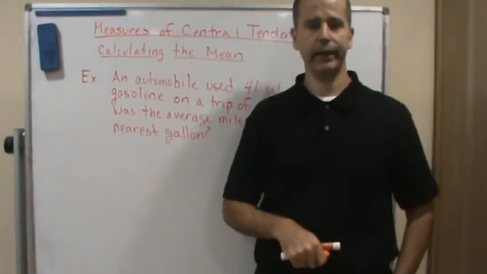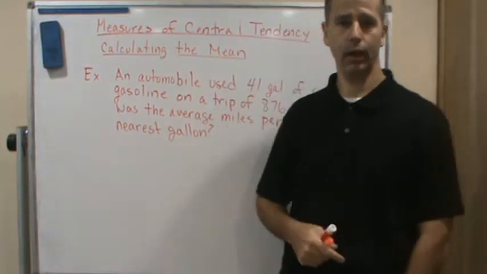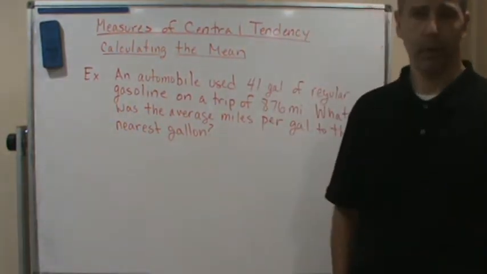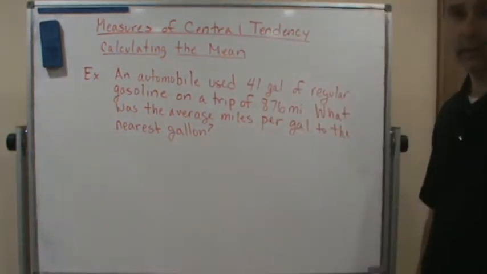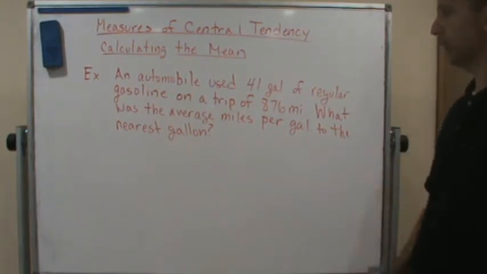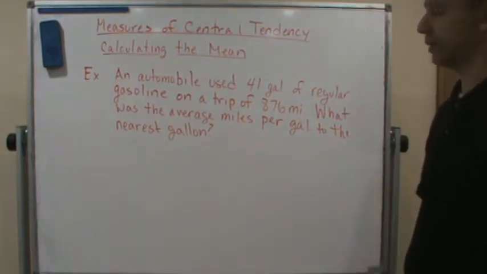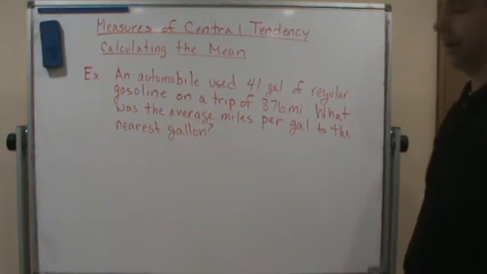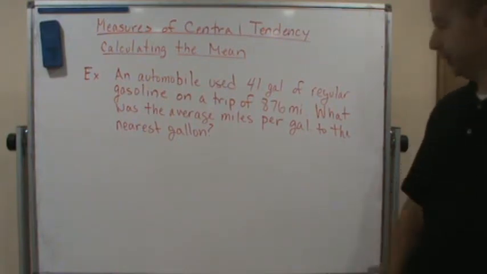Okay, so welcome back, and now we're going to do an example of a word problem. In this example, as you can see, it says an automobile used 41 gallons of regular gasoline on a trip of 876 miles. What was the average miles per gallon to the nearest gallon?